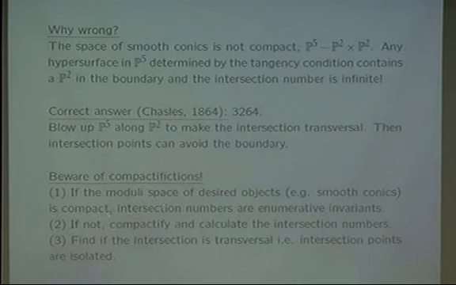Okay? So if the moduli space of the desired object is compact and the intersection of the varieties given by constraints is transverse, then intersection numbers are enumerative invariants. But otherwise, you have to compactify and calculate intersection numbers, and then you have to make sure that these intersection numbers are the real intersection numbers. Okay, so there's some complicated issue here.